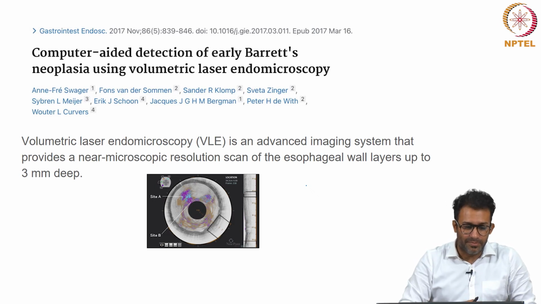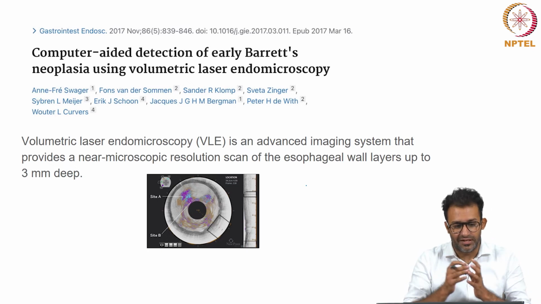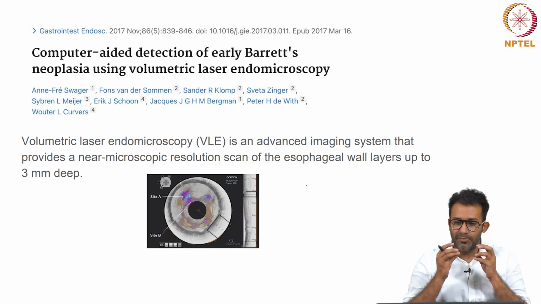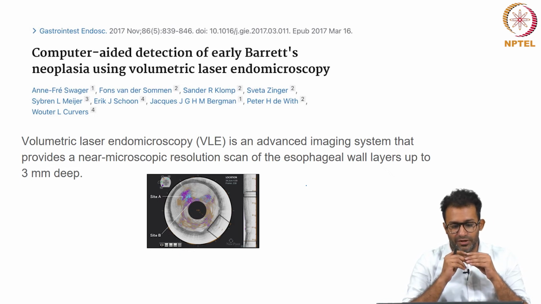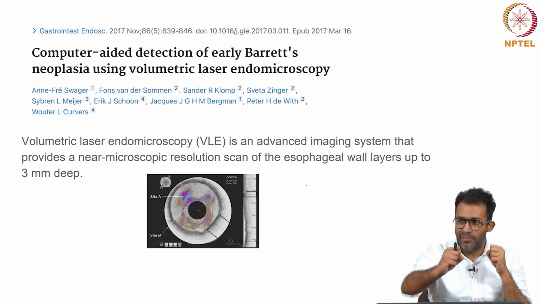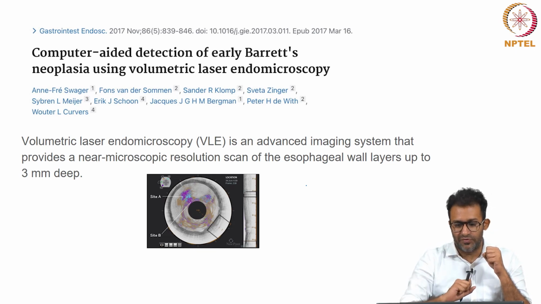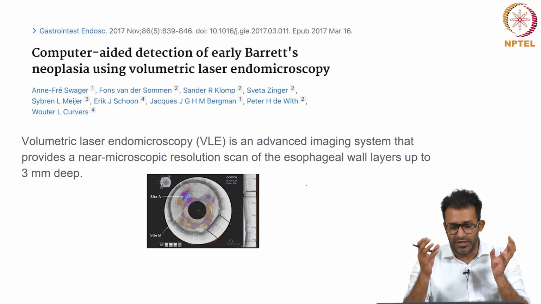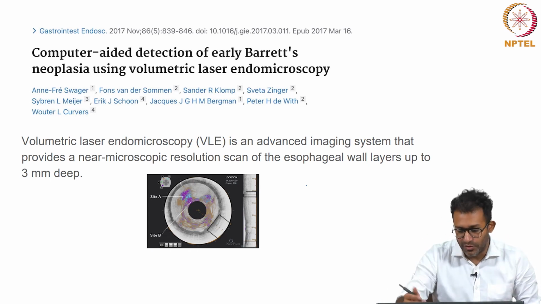This is a 2017 paper, computer-aided detection of early Barrett's neoplasia using volumetric laser endoscopy. This was published in a top journal in our field, Gastrointestinal Endoscopy. What we use here is a type of endoscopy called volumetric endomicroscopy, which is performed through the endoscope, where you get advanced imaging that provides near-microscopic resolution of the esophageal wall layers.